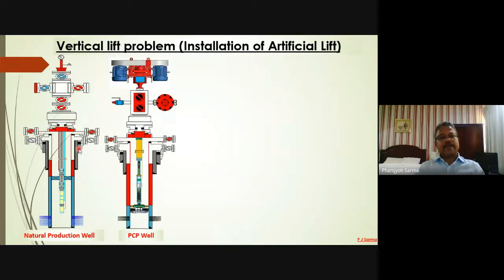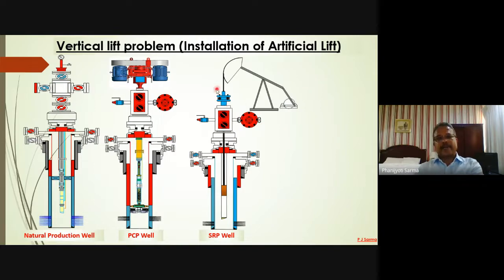One of these artificial lifts is the progressive cavity pump. The progressive cavity pump is installed by doing a workover. We lower the progressive cavity pump. The PCP pump is driven with an electrical motor, and this helps pump the formation fluid, or the production, to the surface.